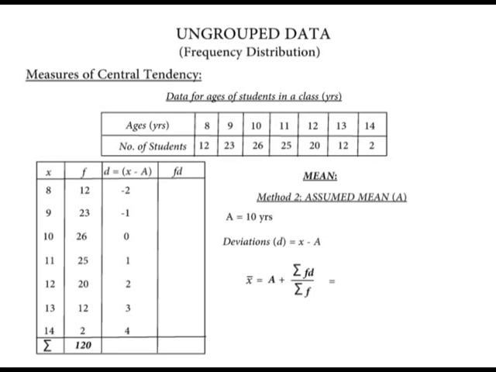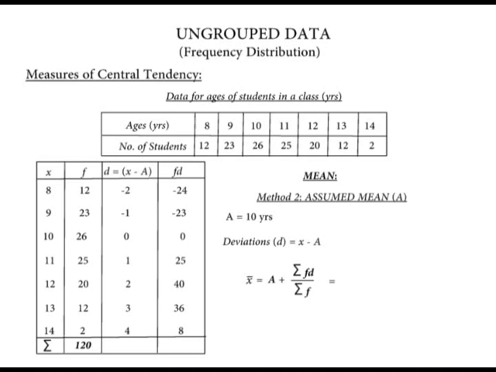Now FD, we multiply the frequency times the corresponding deviation. 12 times minus 2 is minus 24. 23 times minus 1 is minus 23. 26 times 0 is 0. We proceed the same and we shall get 25, 40, 36 and 8.